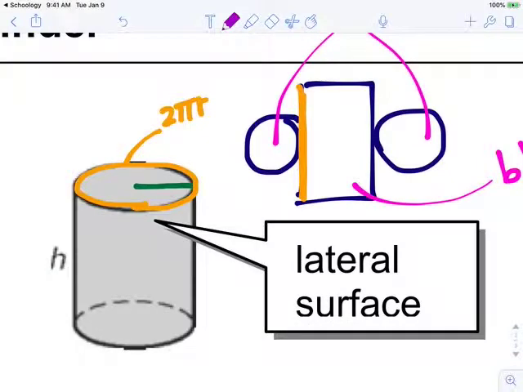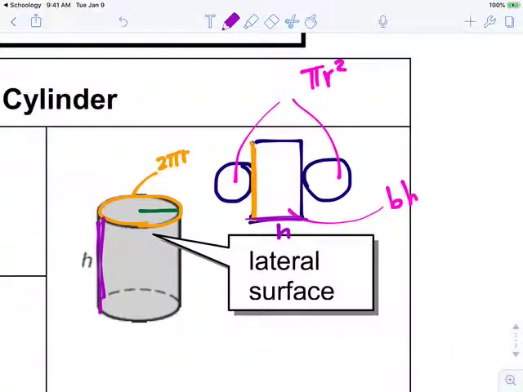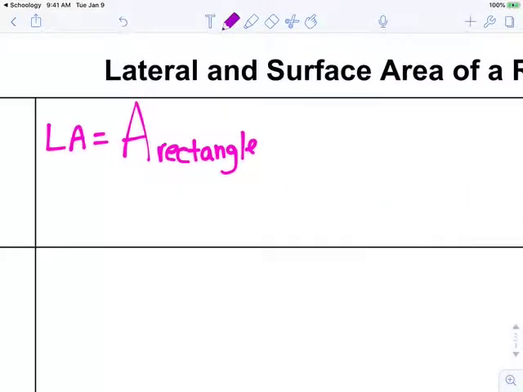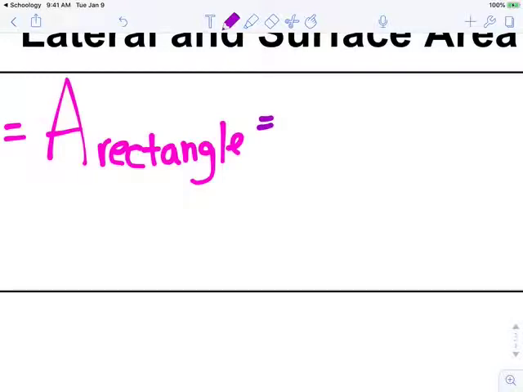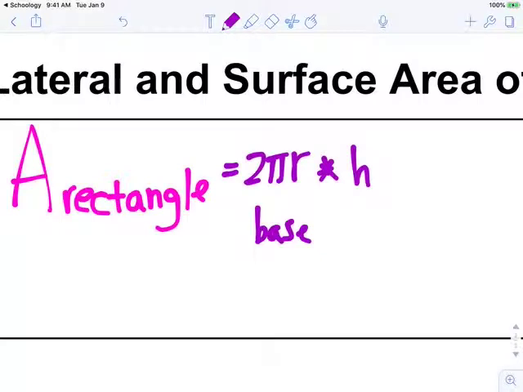And in this picture is the base, but what's the length of this part? Just call it h. So you tell me, what is the area of this rectangle? Well, I'll show you. You take 2 pi r, that's the base, and you times it by, what's the height of it? They gave it to us? H. Do you believe that that would give you the area of that rectangle? Yeah.